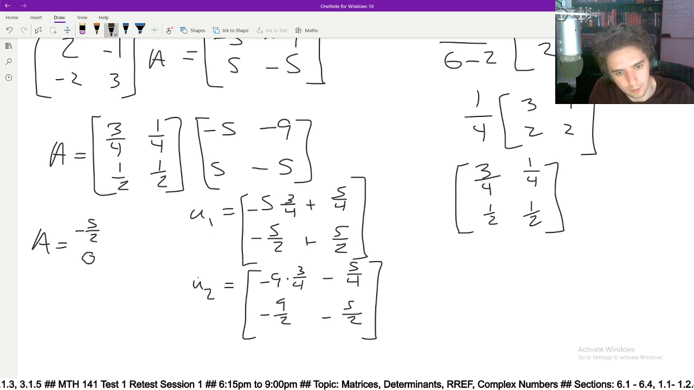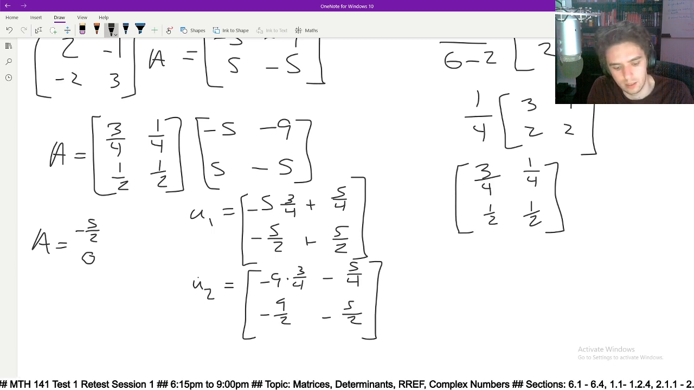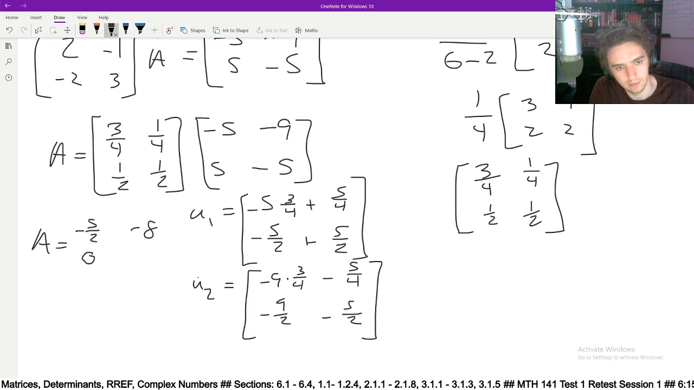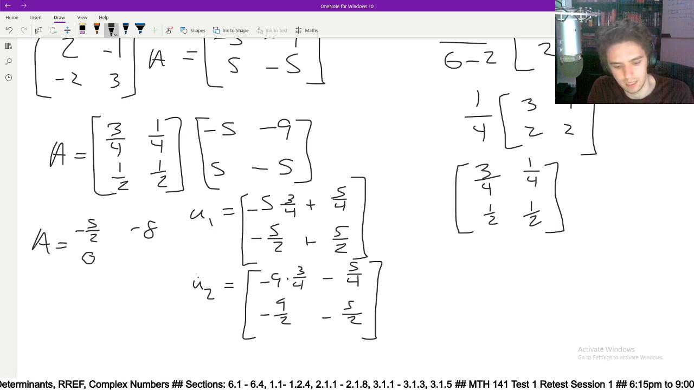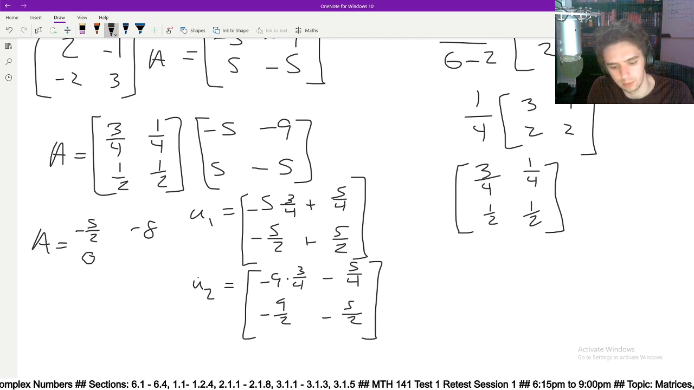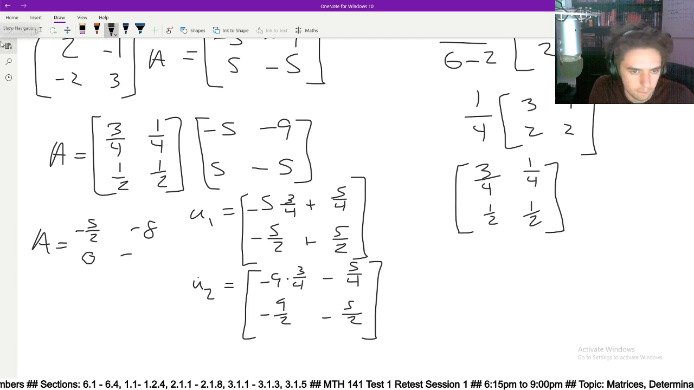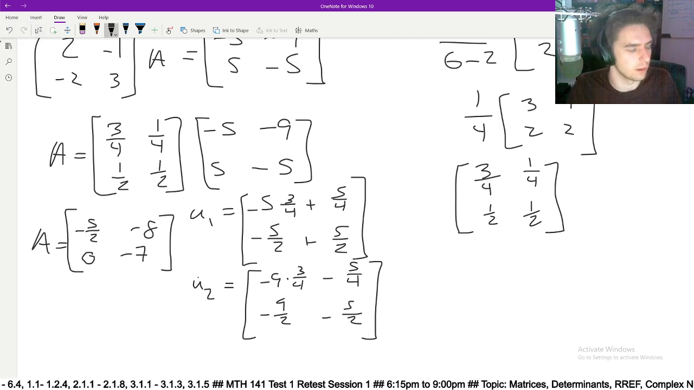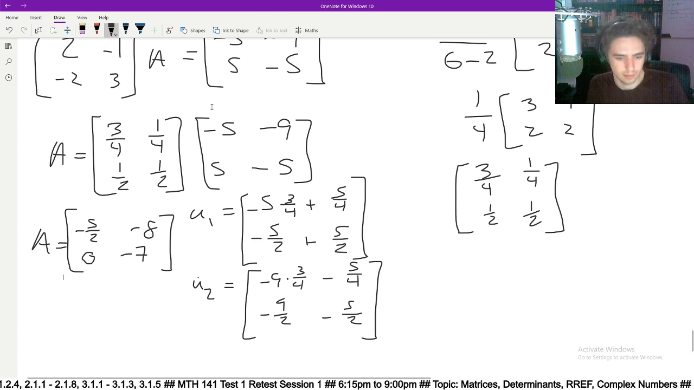And then negative 9 times 3/4. Oops, I can't type in my calculator for some reason. Times 3/4 minus 5/4. Negative 8. And negative 9/2 minus 5/2 is negative 7. And there's our answer. There's A, and up there somewhere we found B. So, yeah, there we go.